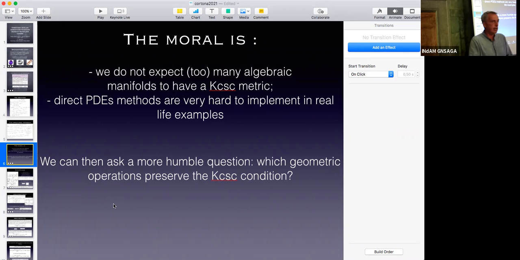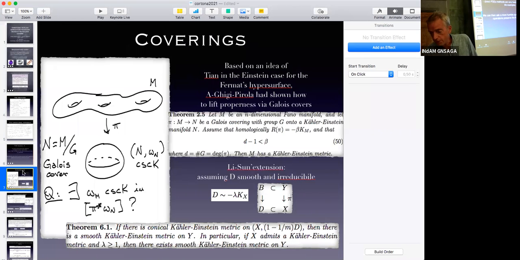In the past, I played this game with the blow-ups of manifolds at points. Now the operation I have in mind is a new one. It's a different one, and it's the one of Galois covers. Okay, so what does it mean?